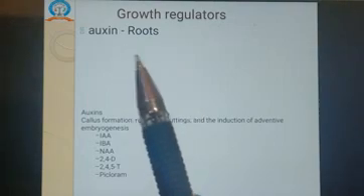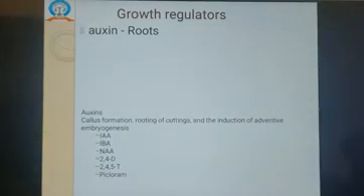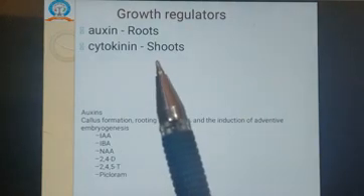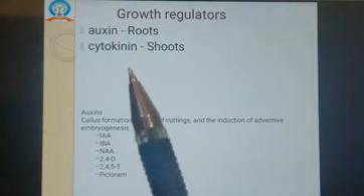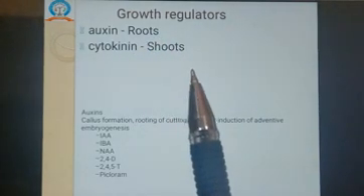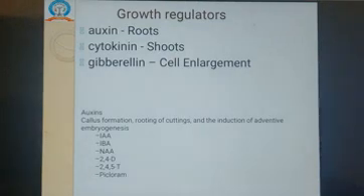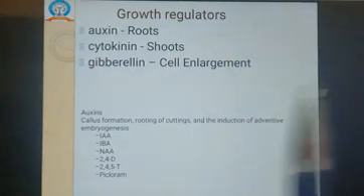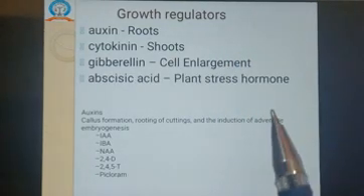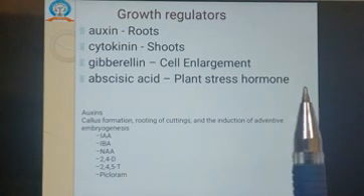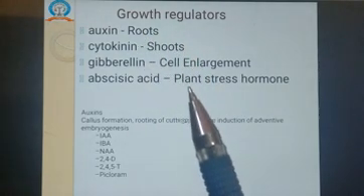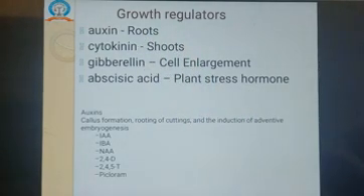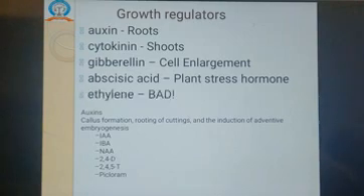Auxin produces growth in the root and cytokinin produces growth in the shoot, meaning auxin increases the root and cytokinin is responsible for increasing the shoot. Gibberellin also causes cell enlargement, and abscisic acid, which is the plant stress hormone, we also study in growth regulators because they are responsible for increasing the fruit length. And ethylene is very bad.